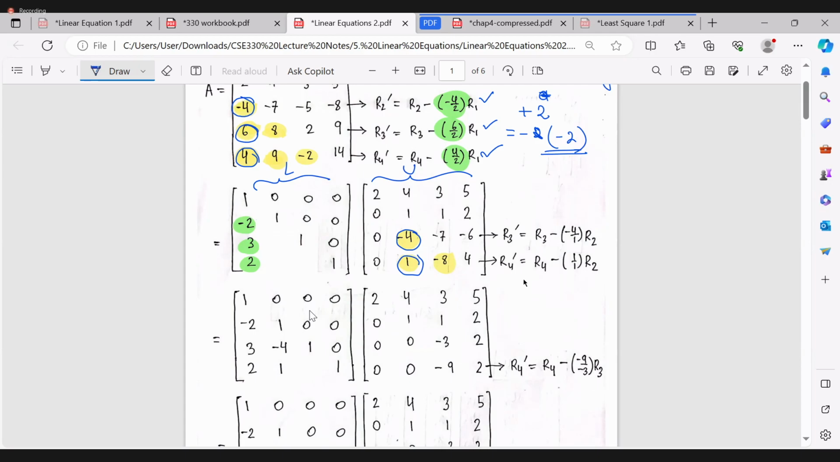So in your second iteration, you will try to make the values on the second column 0. So for making the values in the second column 0, you need to use your second row. So for using the second row, you have R3 prime equals to R3 plus 4R2. But you cannot write plus 4R2.